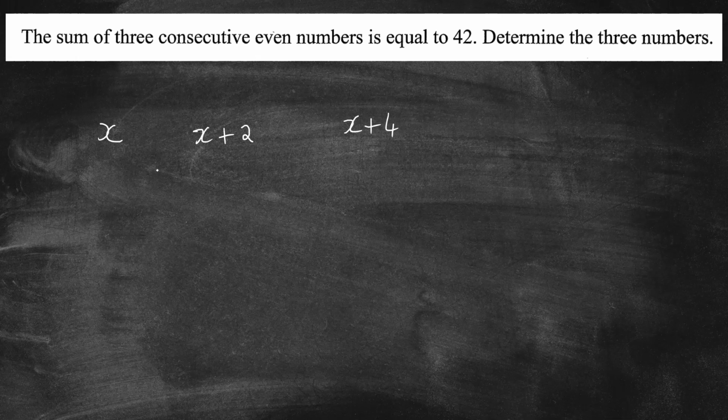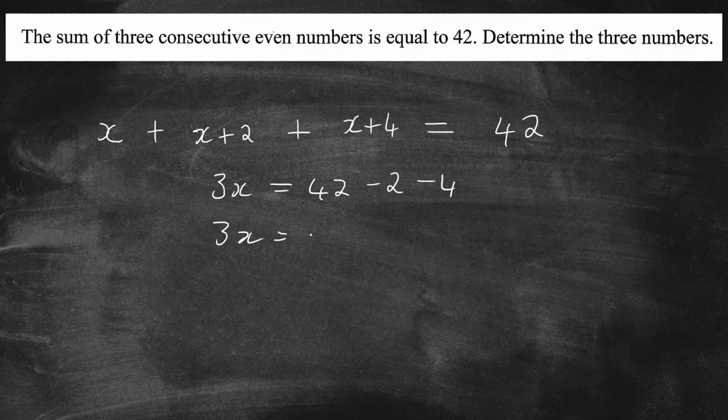Now, the other thing they told us about the relationship between these 3 numbers is that the sum of these 3 numbers is equal to 42. So meaning we have to add these 3 numbers, and it should give us 42. And there we have set up a very simple equation to solve for x. So if we add all the like terms, we've got 3x on this side and take the constants to the other side. Minus 2 minus 4. 3x equals 36. And then x equals 12.